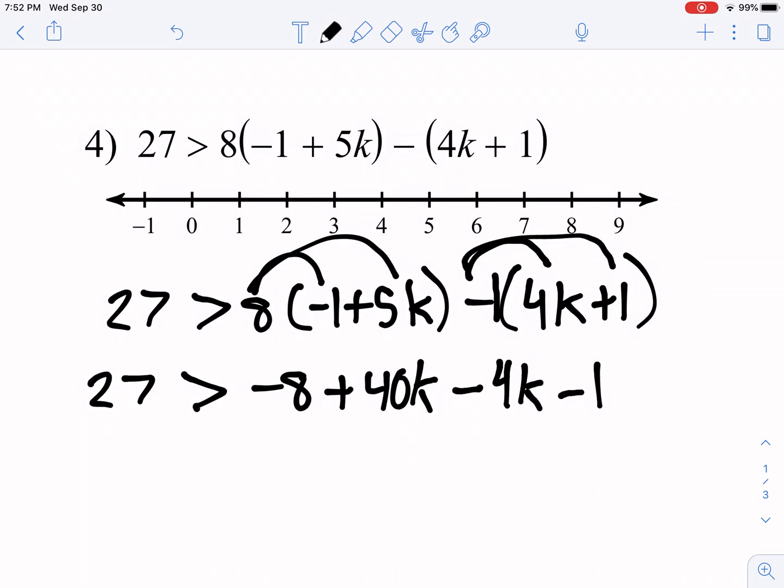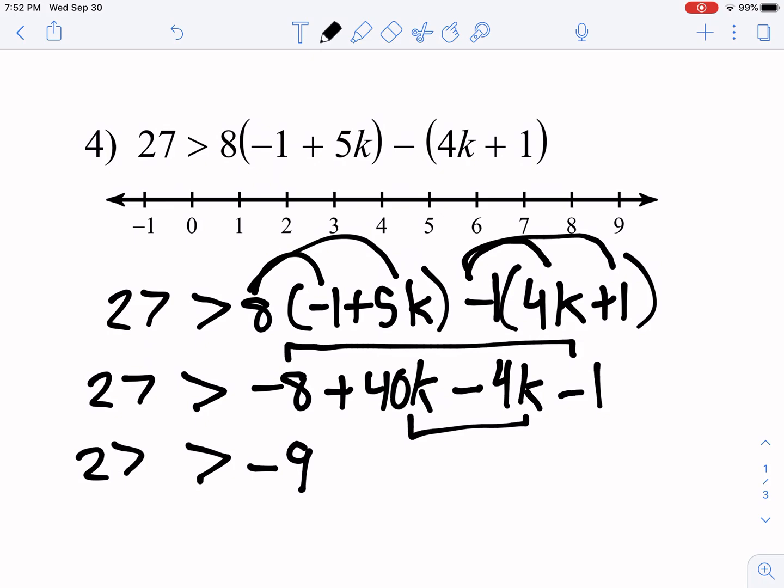So now, after we distribute, what do we always check for next? Combine like terms. Well, notice I can do numbers with numbers, right? So we have 27 is greater than a -8 and a -1. Is that same sign or different sign? Same sign, so we add and keep the sign, right? 8 plus 1 is 9, and they're both negative. Are there any other like terms there? Yeah, variables with variables. Different sign, what do we do? Subtract. 40 minus 4 is what? 36, and since 40 is bigger and it's positive, we get plus 36k.